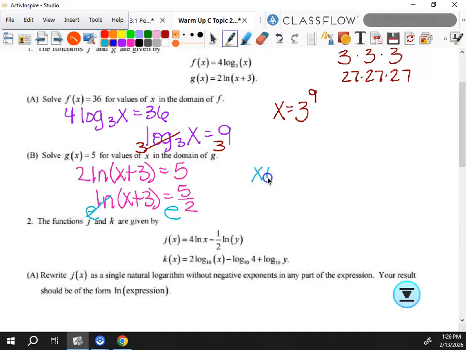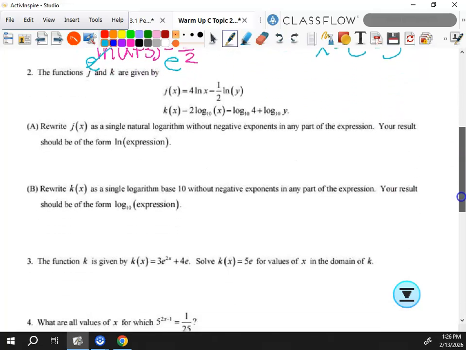So I get x plus 3 equals e to the 5 halves. Nobody expects you to know what that is. X is equal to e to the 5 halves minus 3. Okay. Looks weird, but whatever, right? We okay with that? All righty.